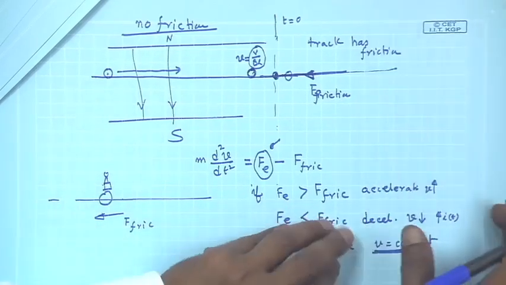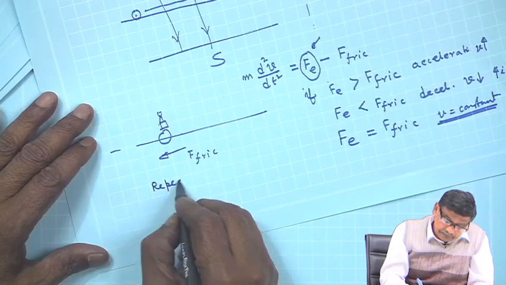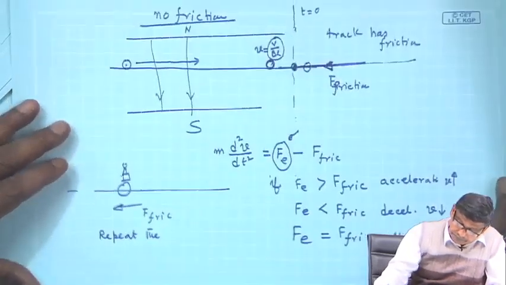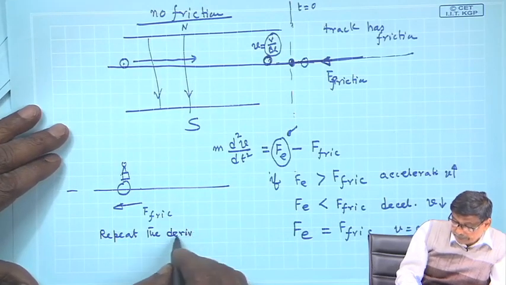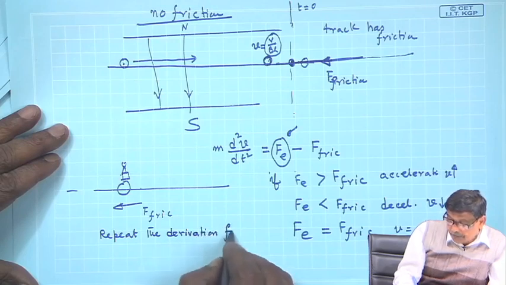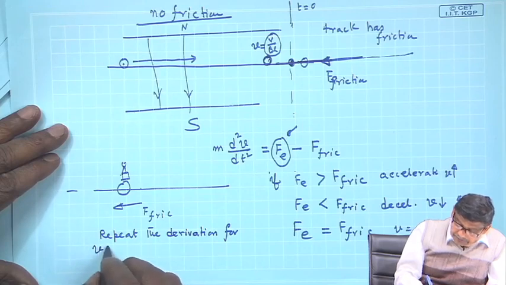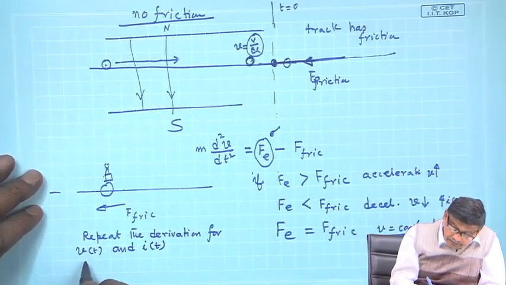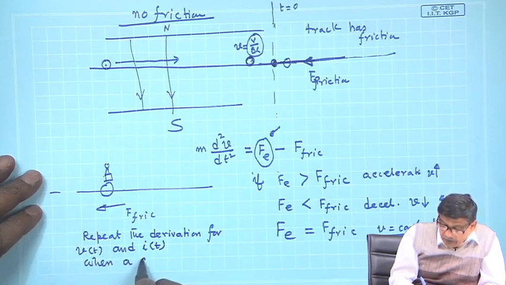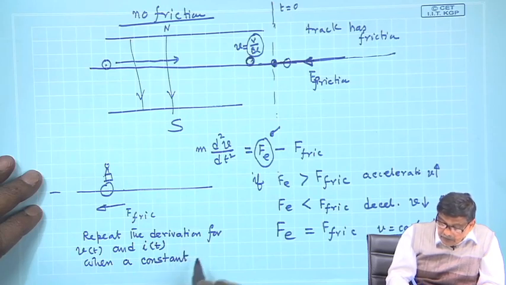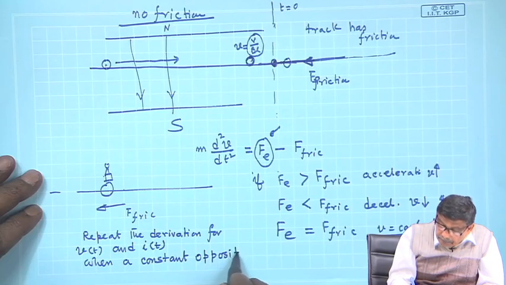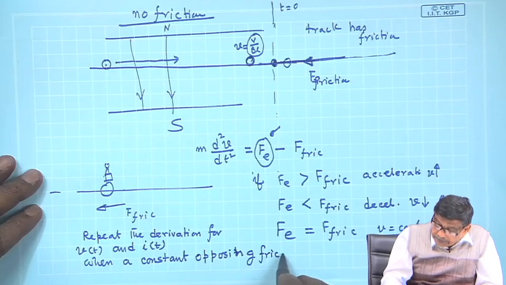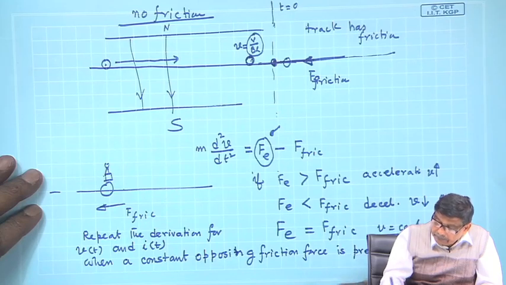I will give you an exercise. Repeat the derivation, sorry, for velocity and current, when a constant opposing friction force is present in the track.